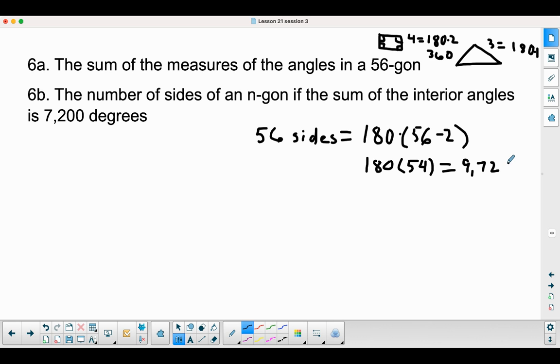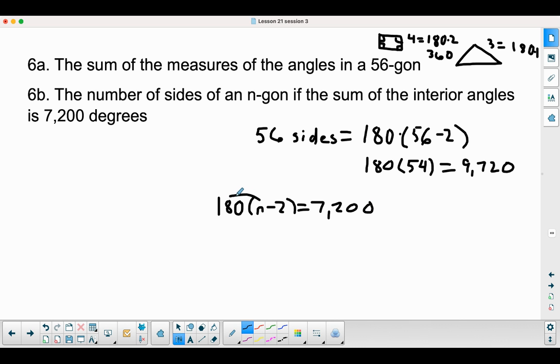Then the next problem is saying, what if the total number of degrees is 7,200? So I'm going to use that. How many sides will there be? So I'm going to use that pattern. I have 180 times the number of sides minus 2 equals my total degrees. In 6b, they tell me my total degrees is 7,200. So I simply need to solve for n.